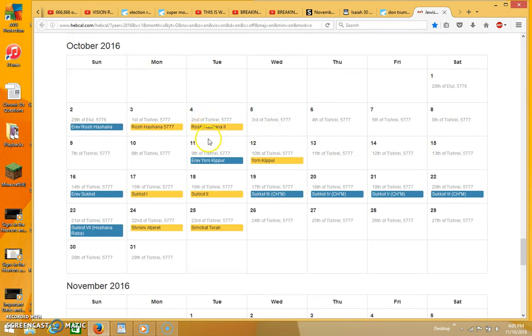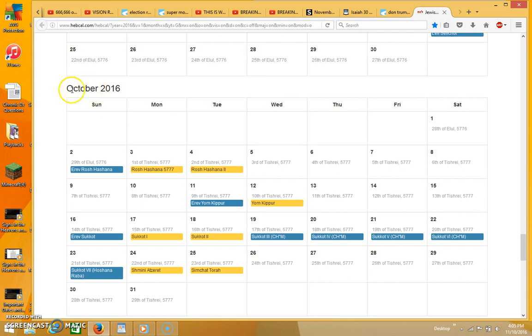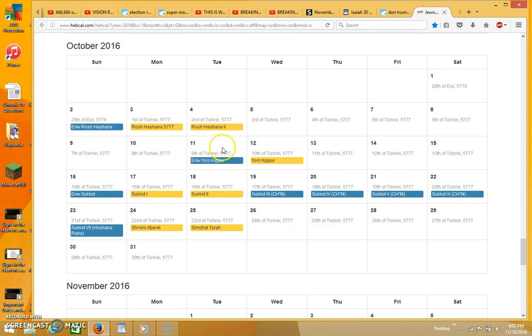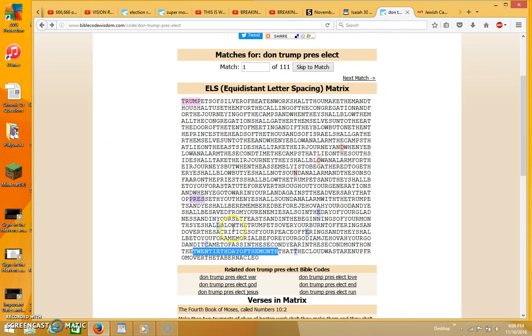Well, if you go back a month to October, which would be our 10th month, but it would be the Hebrew 7th month, the 21st day of the month would have been the last day of Sukkot. Okay, so that's why I thought this was significant that it was coming up with this date in this table on Donald Trump.